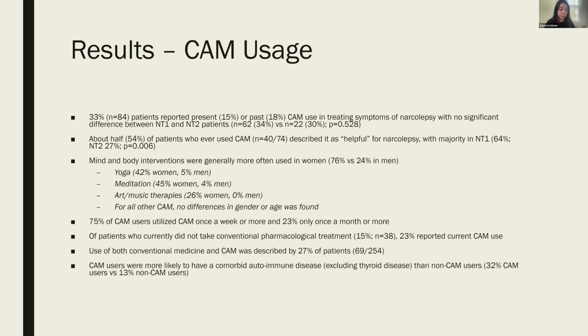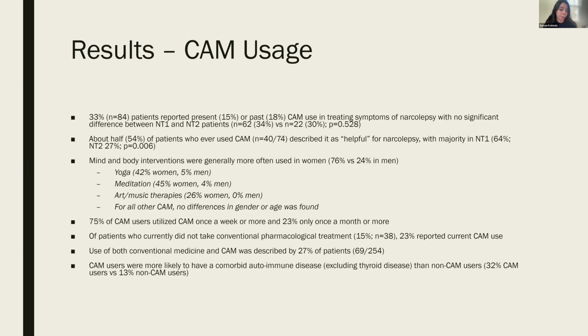And of the patients who currently did not take conventional pharmacological treatment, 23% reported current CAM use. And then with Dr. Hirschner's comment, there was 27% of the patients who used both conventional medicine and CAM, and this was the only reference in the entire paper that they mentioned this, but they never elaborated further on this. So I guess only 27% actually used both.